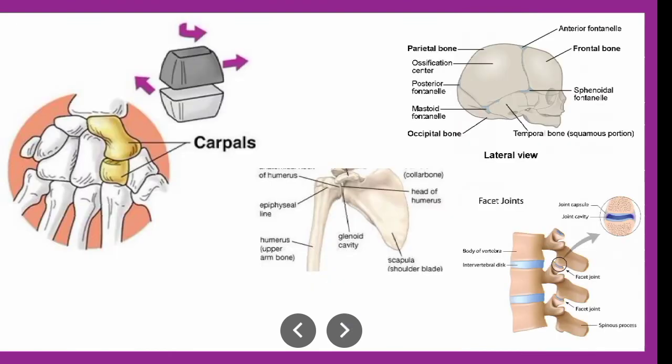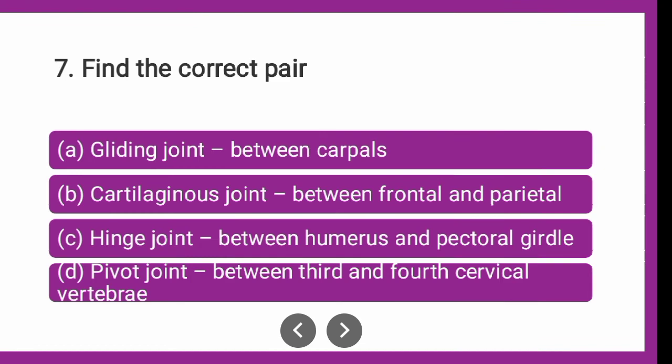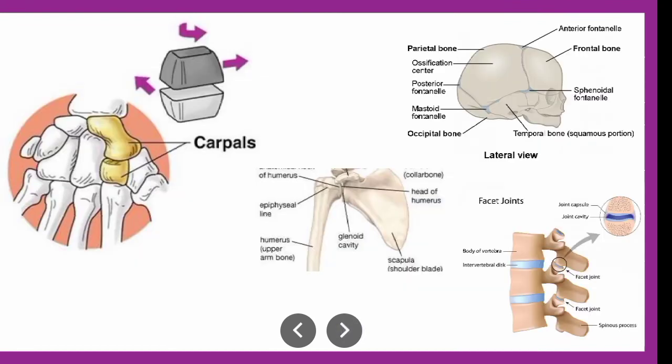If you look into this, these are the carpals, wherein the carpals have this type of motions. So yes, they can glide. So it can be a gliding joint. The next pair is cartilaginous joint between the frontal and the parietal. No chance. Frontal and the parietal skull bones are immovable, which are the fixed joints. These are united bones, so there is no possibility. These are the fibrous joint.